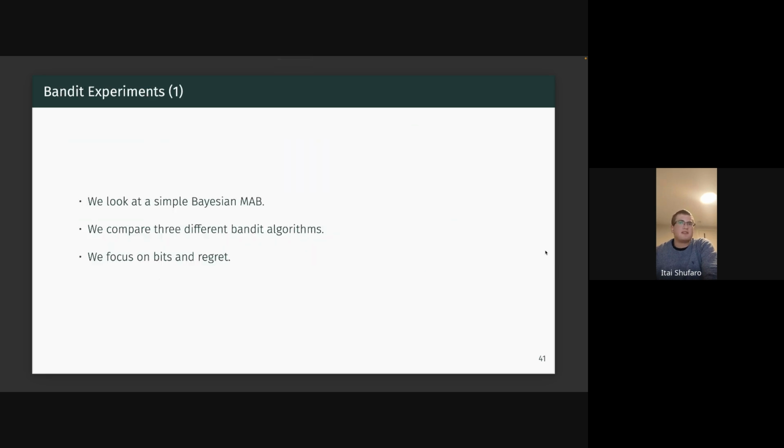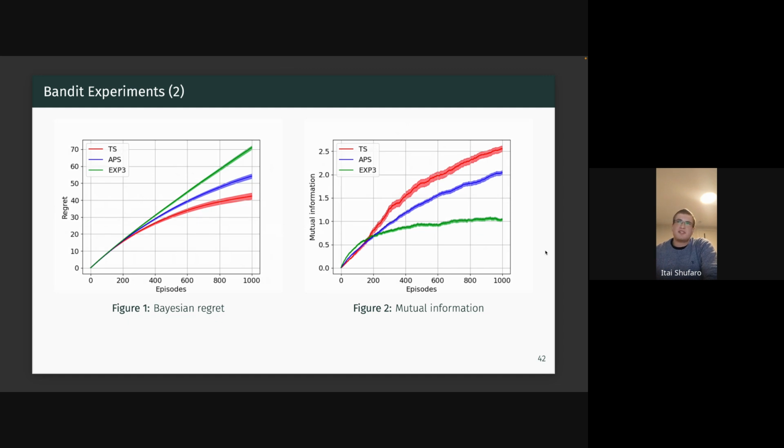We also did some basic toy experiments using a simple Bayesian multi-arm bandit environment, where we compared the rate of information accumulation of 3 different bandit algorithms and looked at how it affects regret. So I think the results here are pretty much expected. Algorithms like EXP3 that accumulate less information also suffer additional regret. On the other hand, Thompson sampling, which is very good at accumulating information from the environment, also suffers less regret, and its regret decays much more quickly than other algorithms.